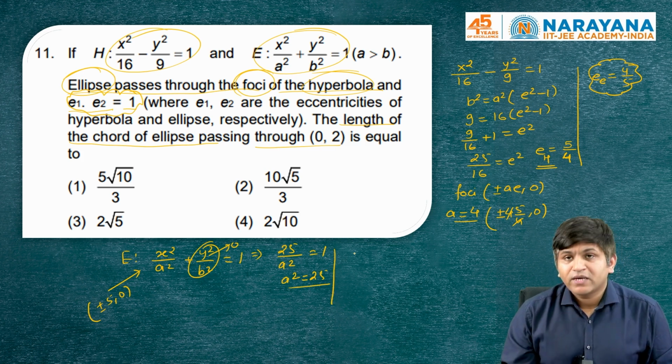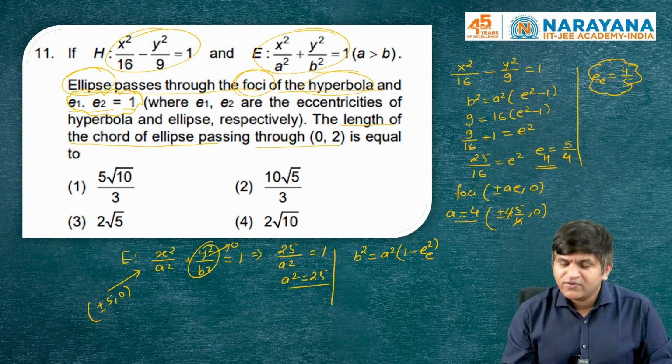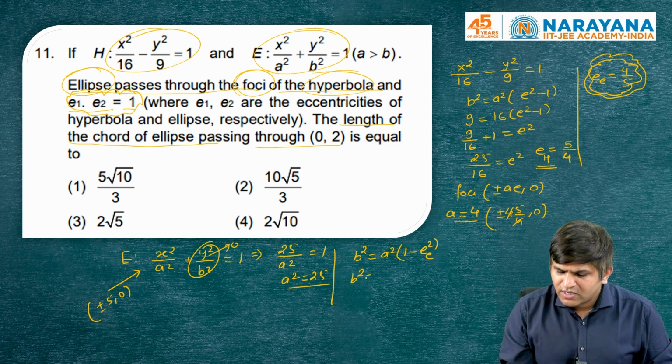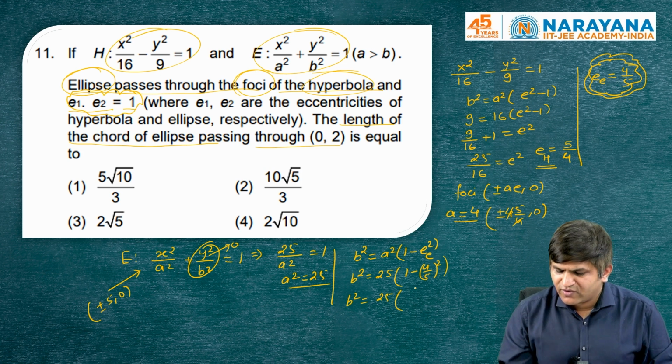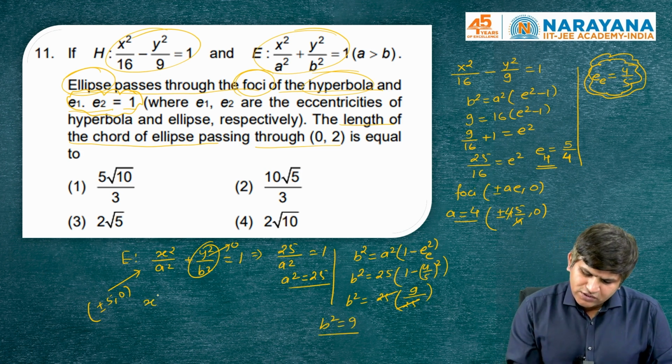Now using the formula for the eccentricity, we can write b square is equal to a square times 1 minus e square, and the value we have is 4 by 5. So b square we can calculate from here, that is 25 times 1 minus 4 by 5 whole square. So b square is equal to 25 times 25 minus 16, that is 9 by 25. So b square value we are getting 9. Now x square by a square is 25, b square is 9. So now we have the ellipse.